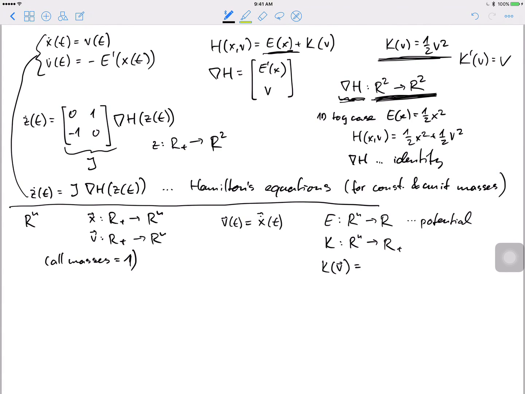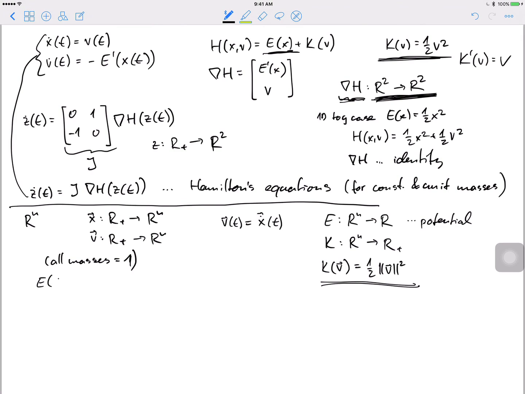It's kind of simple. It's just the sum of the kinetic energies of all the particles. Every particle has mass 1, so I can write it as 1/2 the squared norm of the vector v. That just means take the first component, square it, plus the second component, square it, and eventually divide by 2. So that's the kinetic energy function we'll be using, assuming all the masses are constant and 1.